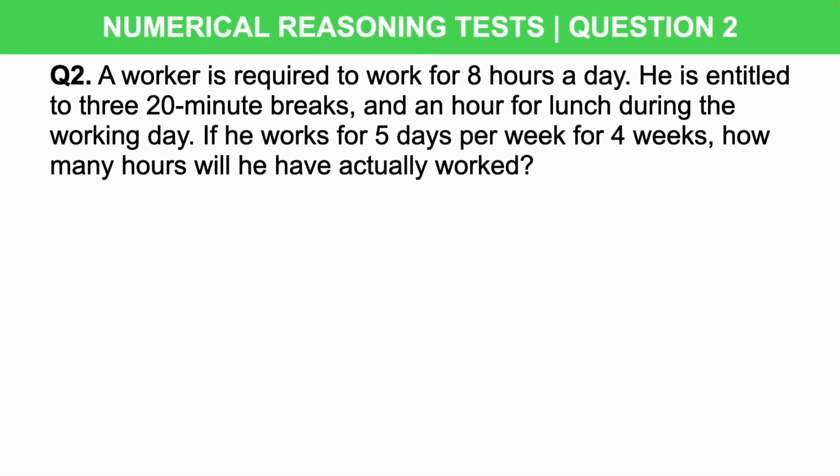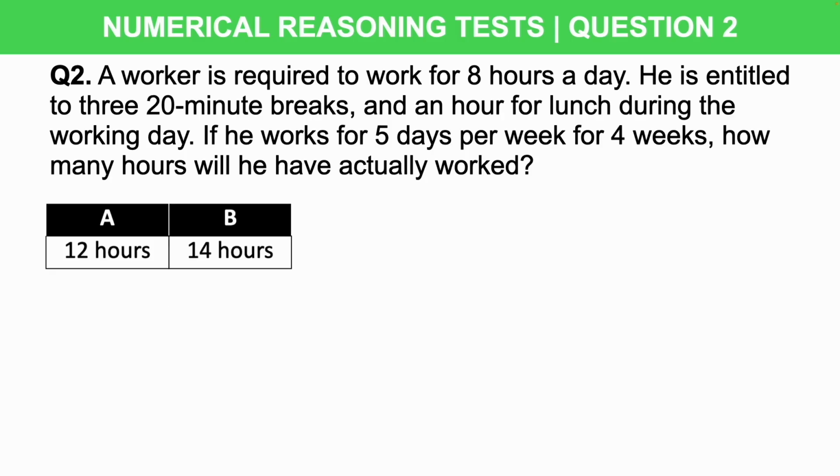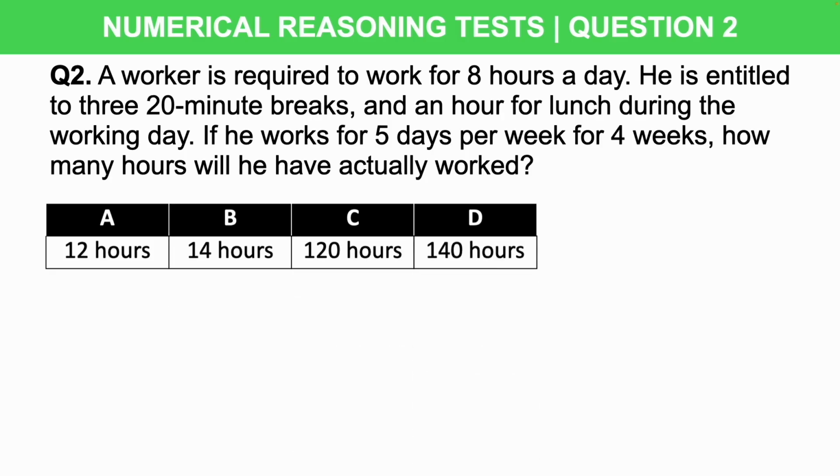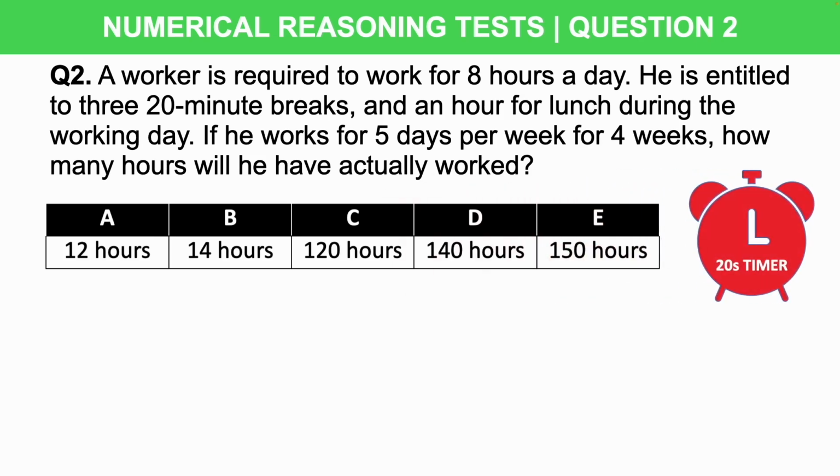Question 2 is this. A worker is required to work for 8 hours a day. He is entitled to 3 20-minute breaks and an hour for lunch during the working day. If he works for 5 days per week for 4 weeks, how many hours will he have actually worked? So here are your potential answer options. A, 12 hours, B, 14 hours, C, 120 hours, D, 140 hours, or E, 150 hours. You have 20 seconds to work this out on the timer starting now.